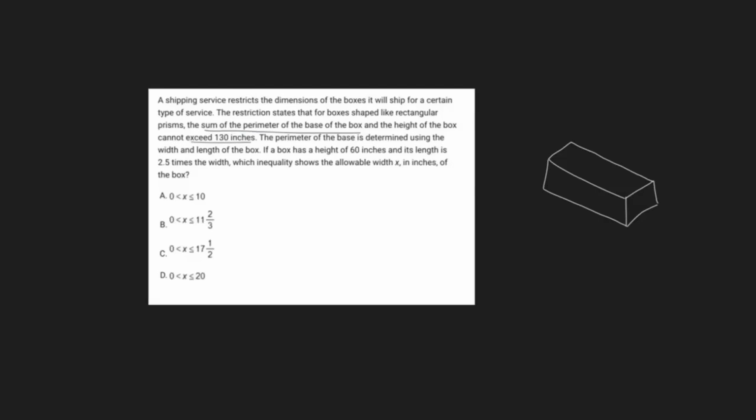If a box has a height of 60 inches and its length is 2.5 times the width, which inequality shows the allowable width x in inches of the box? All right, so first off, let's label our diagram, right? So we know the height they give us is 60 inches, so let's just write 60 out here.